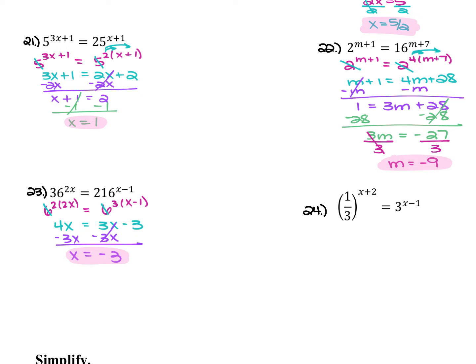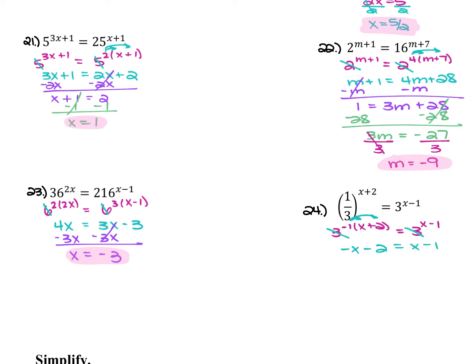For 24, we have 1/3 to the power of x plus 2 is equal to 3 to the power of x minus 1. That 1/3 is 3 to the negative first power. So we're just going to rewrite this to be 3 to the negative first times x plus 2 is equal to 3 to the power of x minus 1. Cancel out your 3's. Distribute your negative 1. Negative x minus 2 is equal to x minus 1.